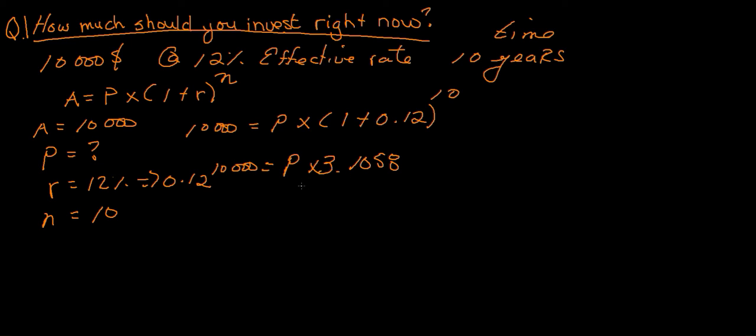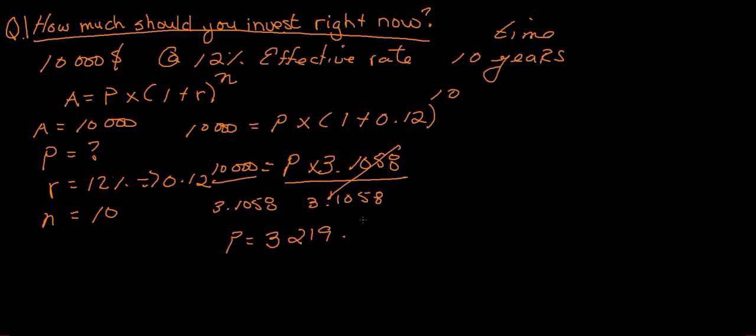How we're going to do this is that we're going to divide by that number on both sides, and this cancels out this part. Then we get P equals 10,000 divided by 3.1058, which equals $3,219.78.